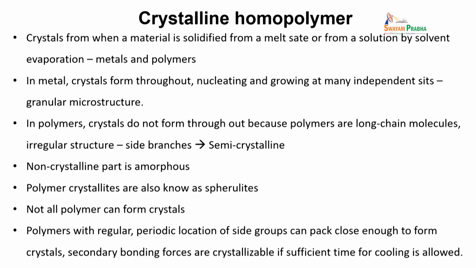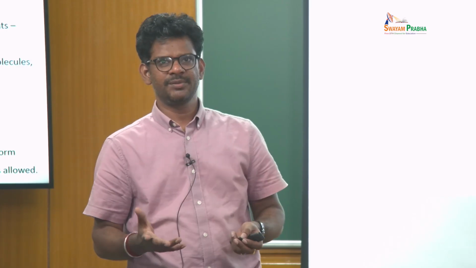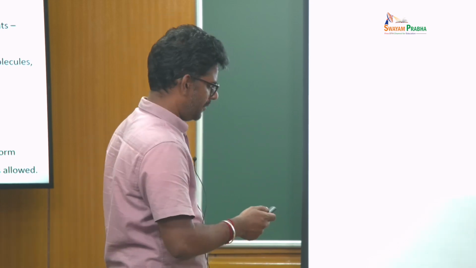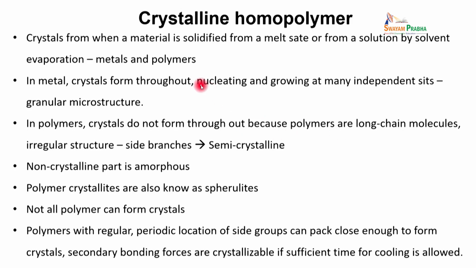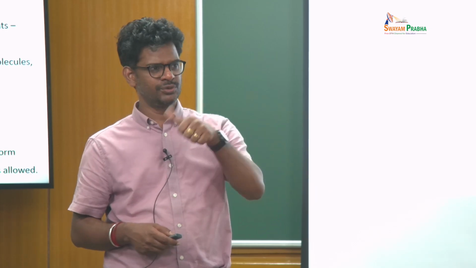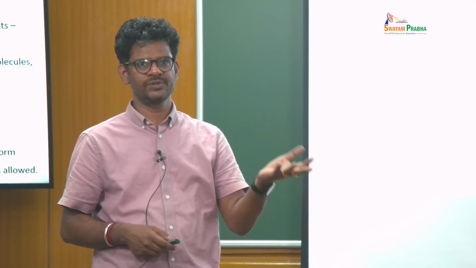Now, I just wanted to give some important inputs about what we mean by crystalline homopolymer or crystalline polymer. What are the true natures? When we take any material and try to solidify it, you solidify from a melt or from a solution. You do this for metals, you can also do this for polymers. This is called a phase transition. We are going from one phase to the other phase.